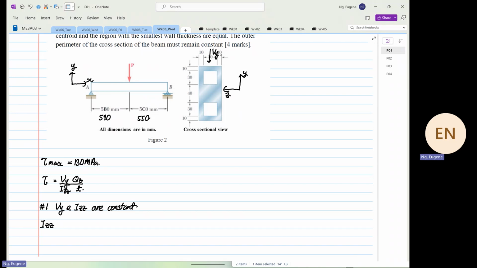So Izz, I'm going to do it this way. You can do it whatever way you want, but I'm going to do Izz is equal to the width. So we know that ZZ is an axis of interest. Immediately, we know that this is our width. And this direction, this is our depth. So my width is going to be 50. Depth is 120, 120 cube over 12.